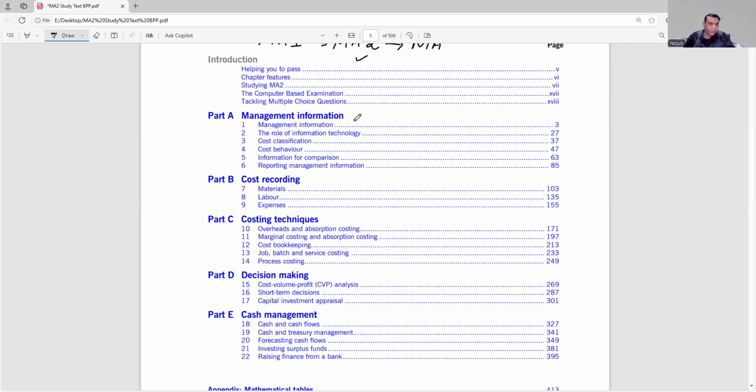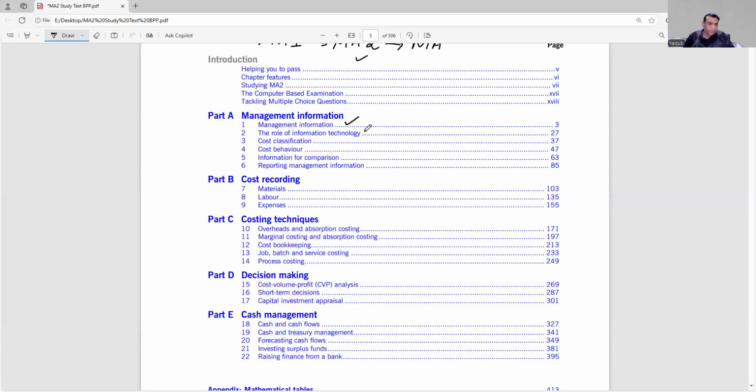So, starting from the first one, management information. Management information discusses data, information, characteristics of data, responsibility accounting, the difference between financial accounting, management accounting, and cost accounting, responsibility centers, what is the cost unit, what is cost per unit. All these things are part of this management information. It also includes types of information and sources of information.